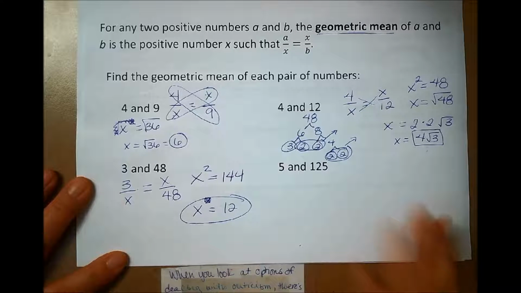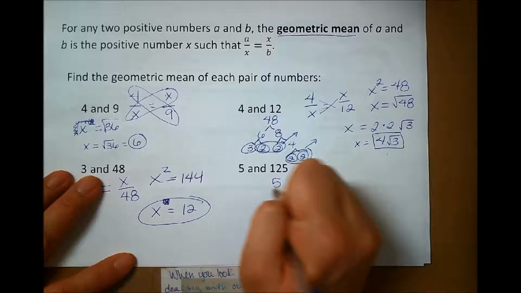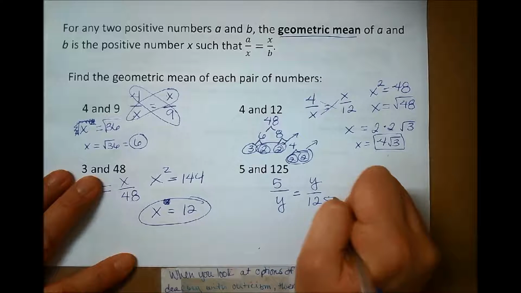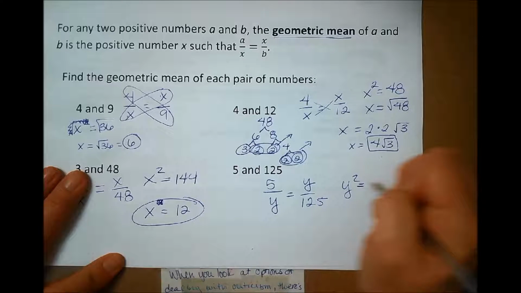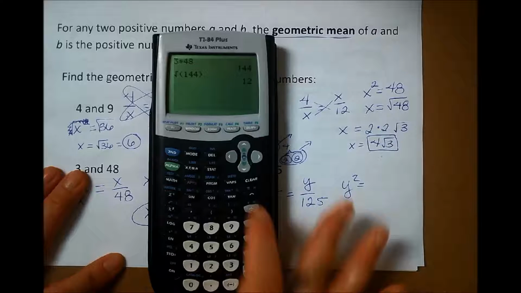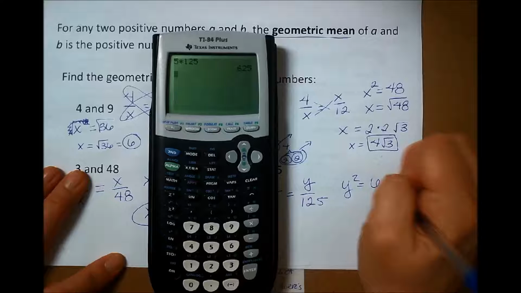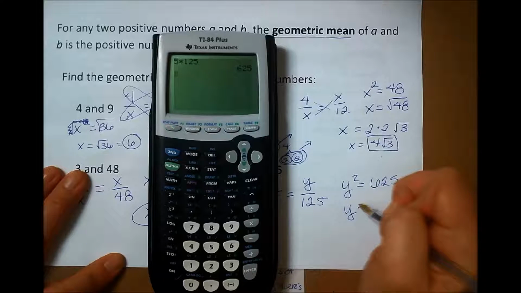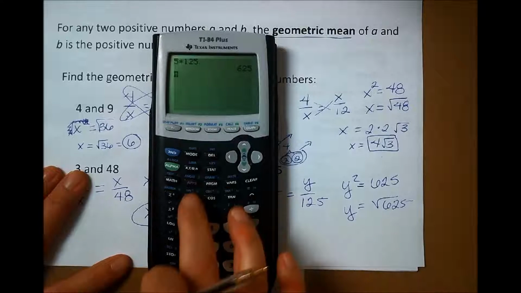Then let's try 5 and 125. And this time I'm just going to use y because I can. So we say y squared equals 5 times 125, which is 625. So y equals the square root of 625. And let's see if 625 is the square of something.